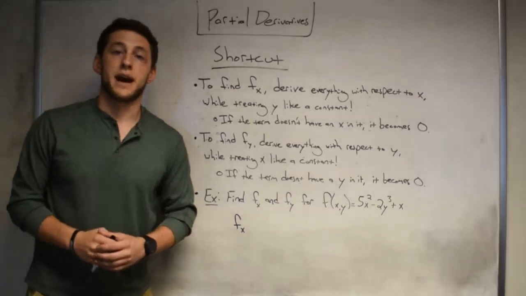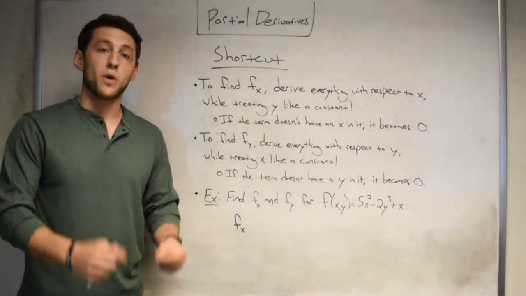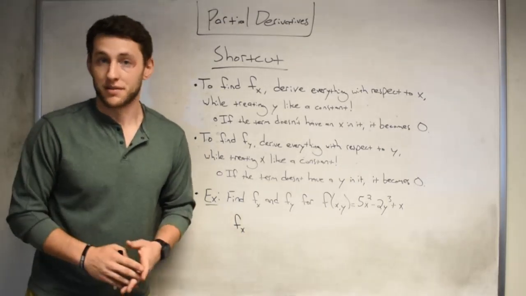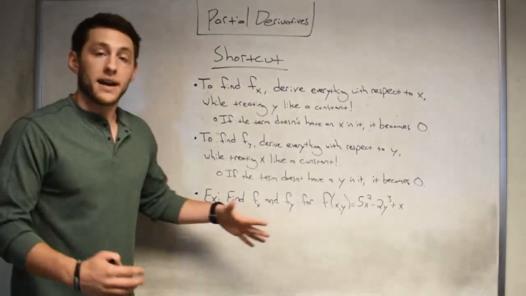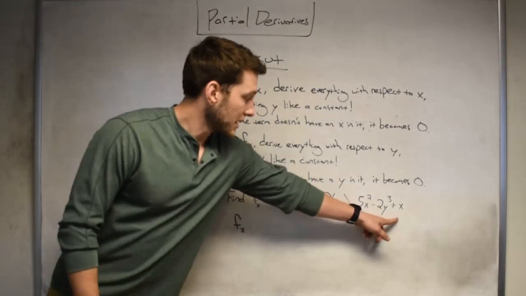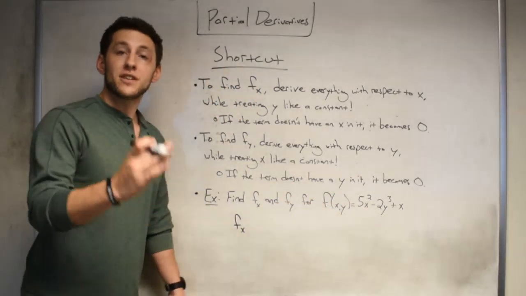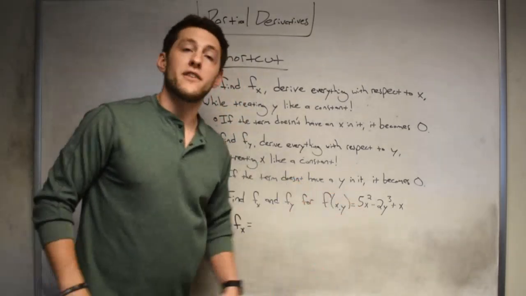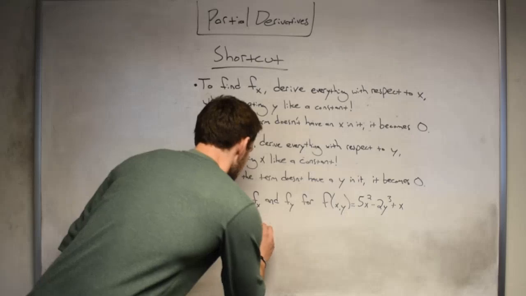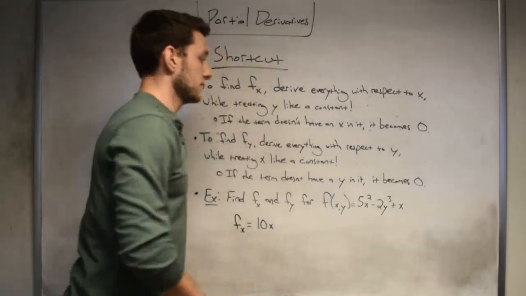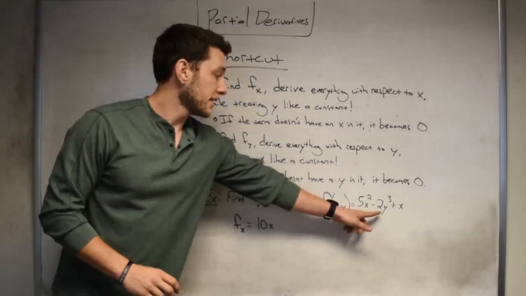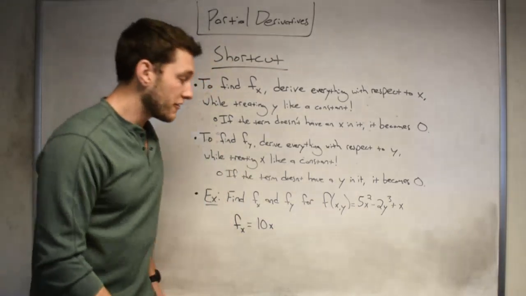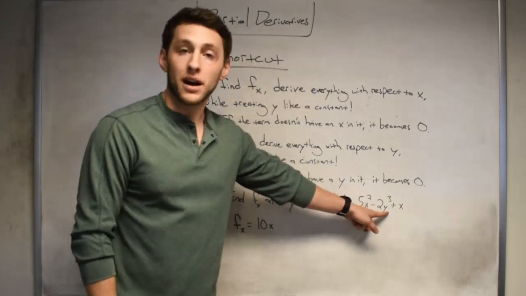When finding f sub x, what I'll be doing is treating y like a constant. Y is no better than the number 7 here, for instance. So, f sub x. When I look at this function, I now derive every single x variable. When I derive 5x squared, I get 10x. When I derive negative 2y cubed, I notice that there's no x in there. So therefore, I treat this guy like a constant.